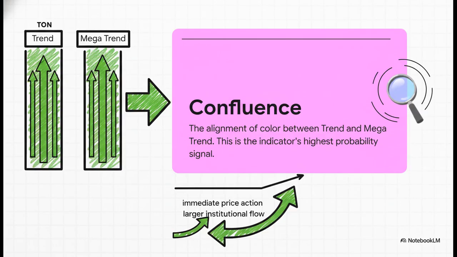And that alignment has a name. We call it confluence. This is the signal we're hunting for. It's when the color in the short-term trend column perfectly matches the color in the long-term megatrend column. It's the market telling you that the immediate price action is being fully supported by the big institutional money flow.